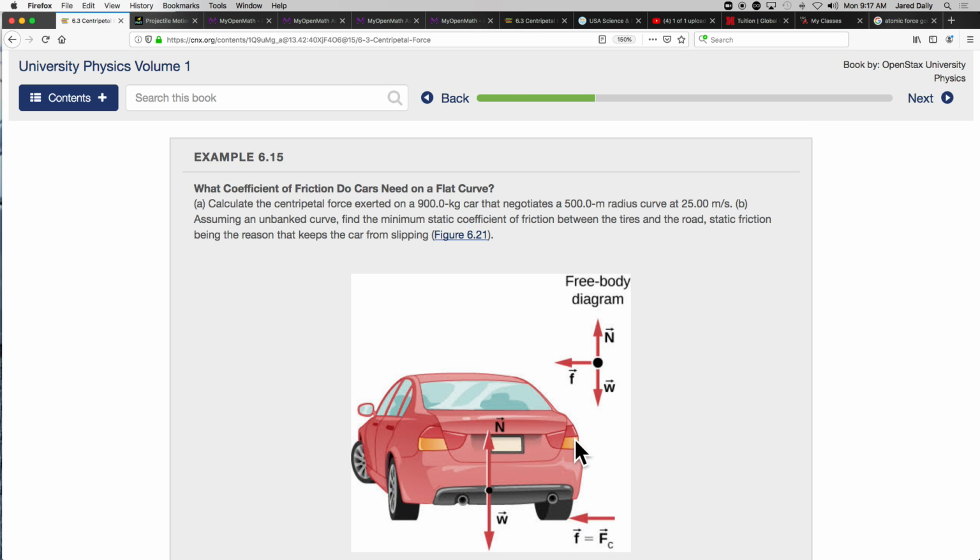And in this particular example, they want us to calculate the centripetal force that a 900 kilogram car needs to negotiate this 500 meter radius curve at 25 meters per second. And we're assuming an unbanked curve, so you're not going around at some kind of angle. So all of the force that is turning the car is the frictional force. So what we really need to do is calculate the frictional force.